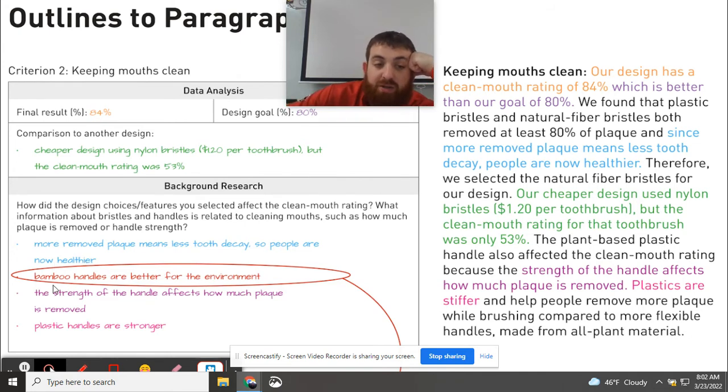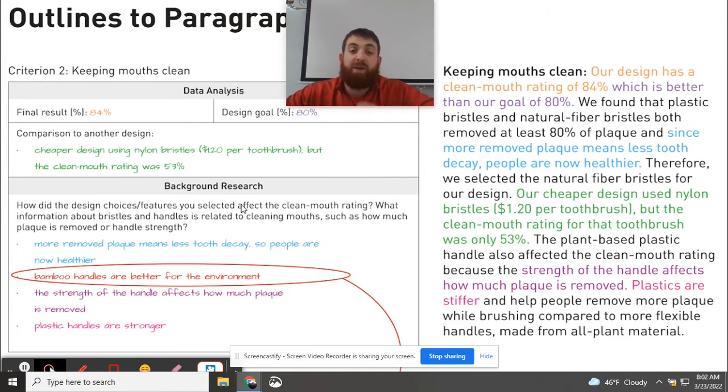They included some information that said bamboo handles are better for the environment. They included some information that said the strength of the handle affected how much plaque is removed. And they included some information about plastic handles being stronger. So they have all of this information here that relates not only to the idea of keeping the mouth clean, but increasing that percentage.